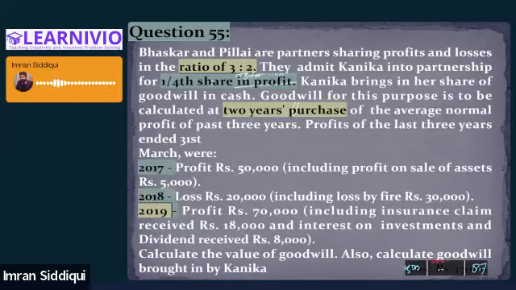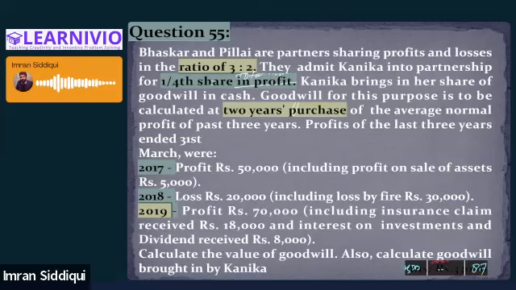Moving to question number 55. Okay, let me read this question for you. Again, there is some irrelevant information from the valuation of the goodwill point of view. It says Bhaskar and Pillai are partners sharing profit and loss in the ratio of 3:2. They admit Kanika into partnership for 1/4 share in the profit. Kanika brings in her share of goodwill in cash. Now, all this information till this point is not relevant for the valuation of the goodwill. Now, the question actually starts. It says goodwill is to be calculated at 2 years purchase of the average normal profit of the past 3 years.